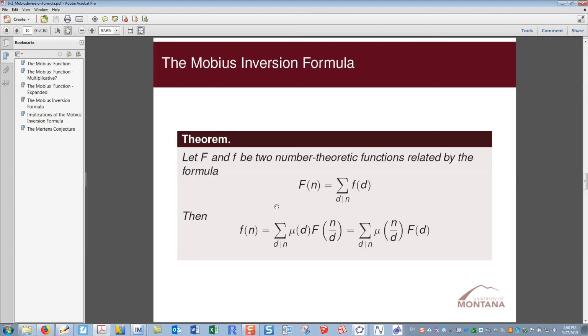So a few things to note here is that this is called the Mobius inversion because what we really see inverted here is it's almost like an inverse. It allows you to solve for little f of n as a function, given information about big F of n and the Mobius mu function.